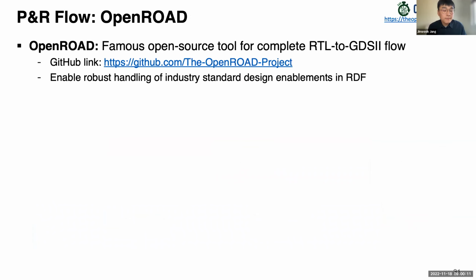So now the PnR flow in DATC RDF. RDF includes the OpenROAD tool for PnR. It is now a very famous open source tool that supports the complete RTL-to-GDS flow. And OpenROAD is based on industry standard formats, such as LEF/DEF and Liberty. And so it enables robust design enablement in DATC RDF.